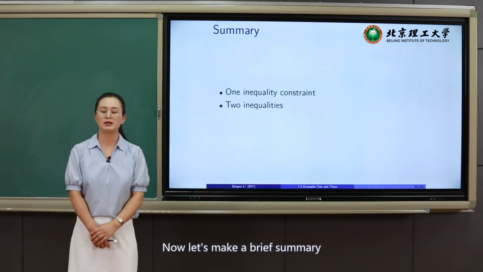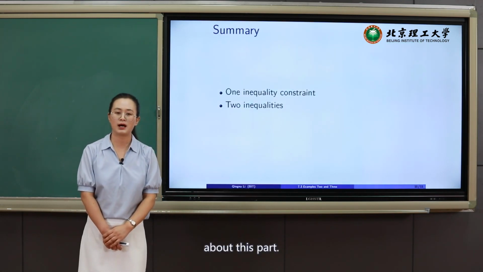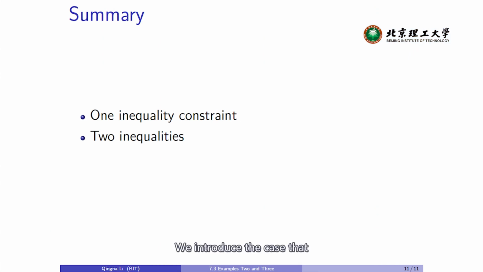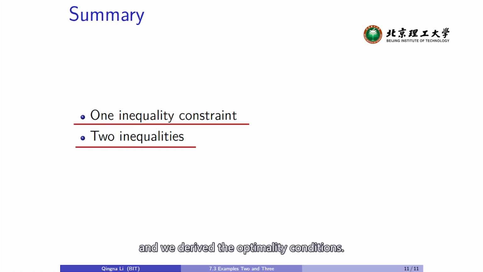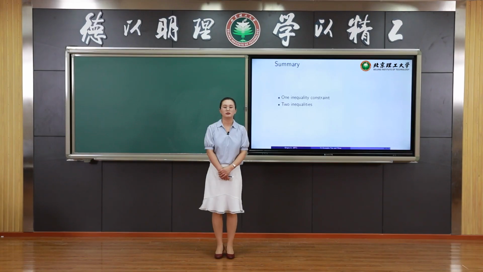Now, let's make a brief summary of this part. We introduced how to derive the first order optimality condition for the two inequality case. In the next part, we will formally give the first order optimality condition. Now we stop here and see you next time.